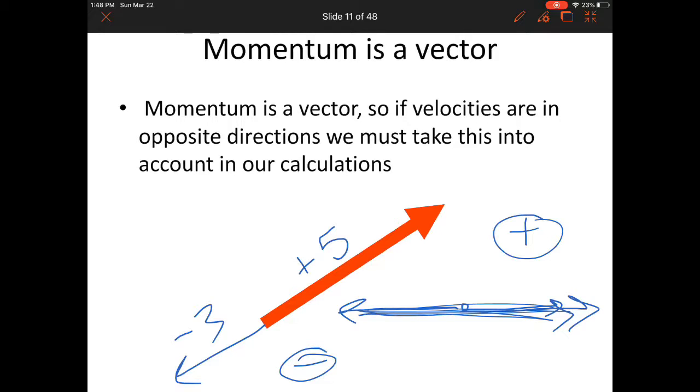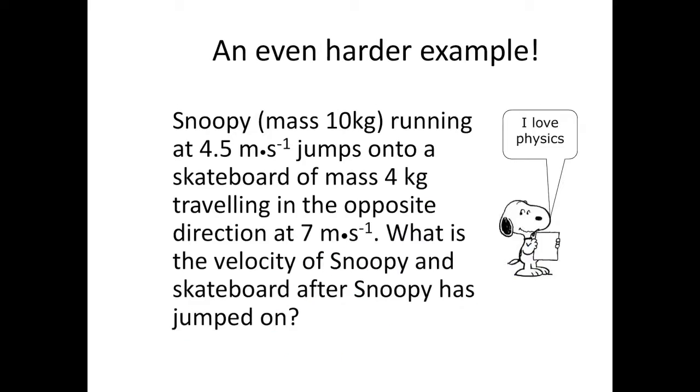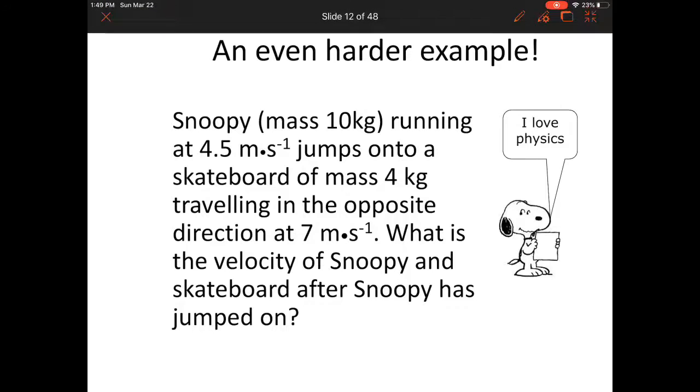Let's take a look at a more difficult example here. So Snoopy, with a mass of 10 kilograms, is running at 4.5 meters per second. He jumps onto a skateboard of mass 4 kg that is traveling in the opposite direction at 7 meters per second. So there's something very important about that, the opposite direction. What is the velocity of Snoopy and the skateboard after Snoopy has jumped on it?